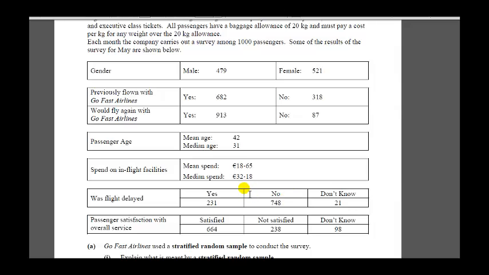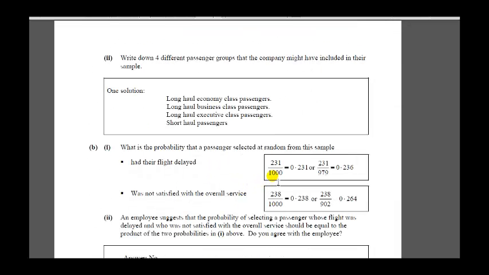So if we take 21 from 1,000, we get 979. So another way we could calculate this is to put the number of people who were sure their flight was delayed, that's 231, over the total number of people who were sure whether or not their flight was delayed. So this second fraction here may give us a better idea of the proportion of people whose flight was delayed.